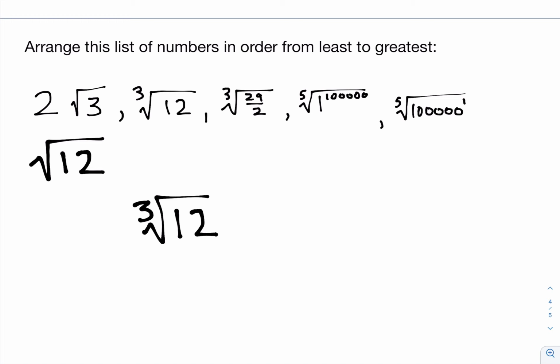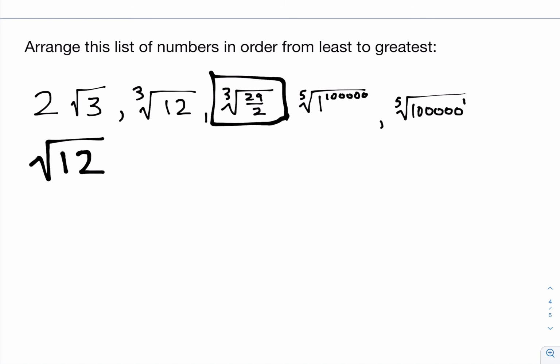Okay, and I also know, actually I'm not going to write the order first, but we'll just kind of keep that in mind. It's hard to arrange it, but the cube root of 29 over 2, right, 29 over 2 is a decimal, is 14.5.